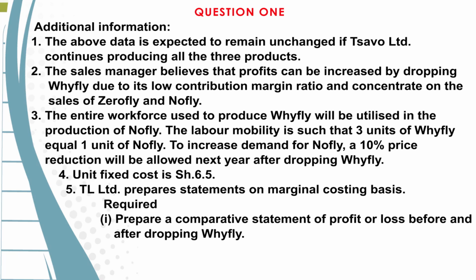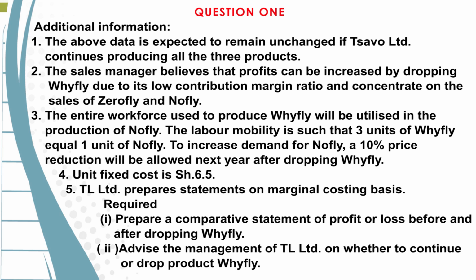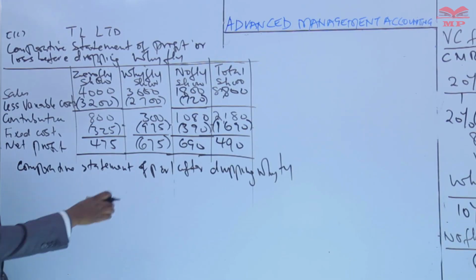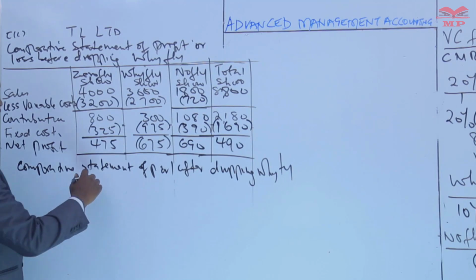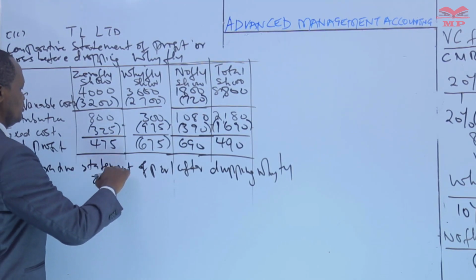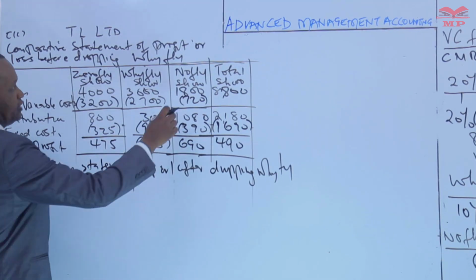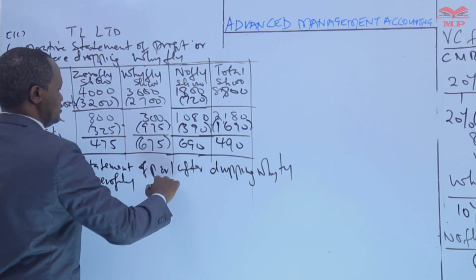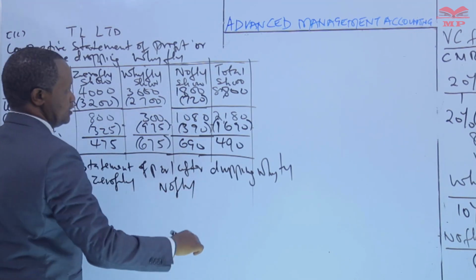The next part of the question was to prepare the comparative statement after dropping Y-fly. So, candidates, after dropping Y-fly, because you can see Y-fly here is making losses, we'll only have zero fly and no fly. Then we'll have the total.